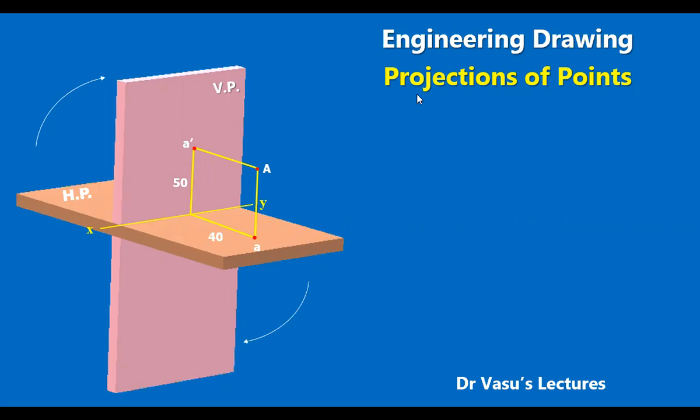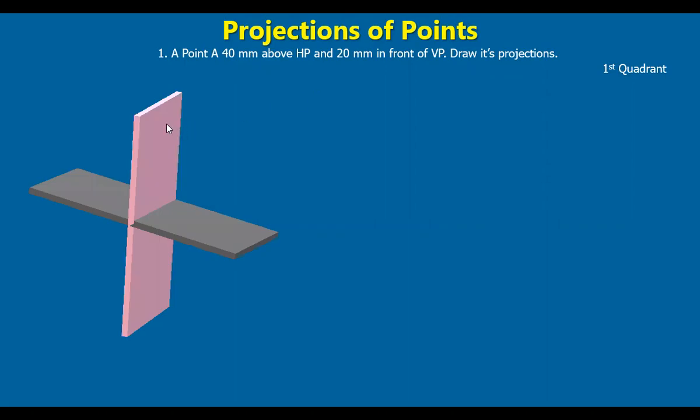So coming to these projections of points, suppose we take a point A here, 40 mm above horizontal plane and 20 mm in front of VP. That means it is in the first quadrant. Okay. Let's imagine the planes here, and the point A is taken 40 mm above horizontal plane and 20 mm in front of vertical plane. This is 20. Now, this is a point called A, right?